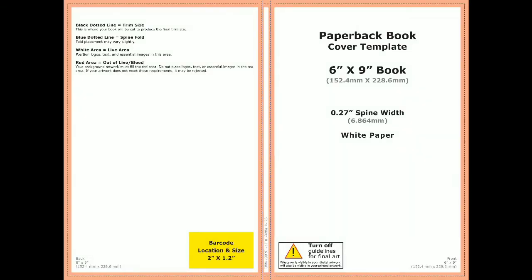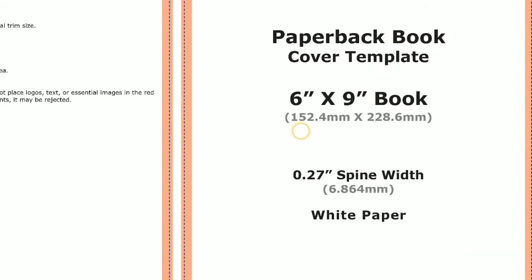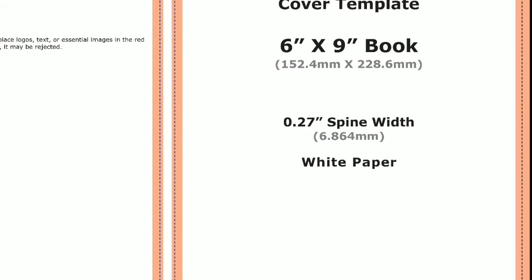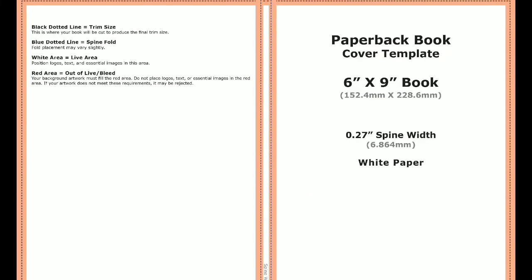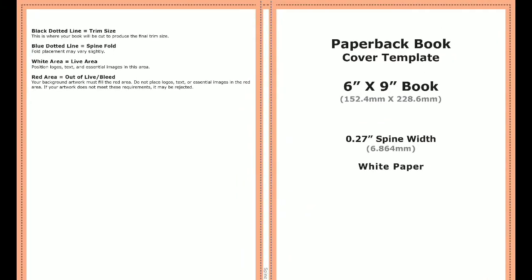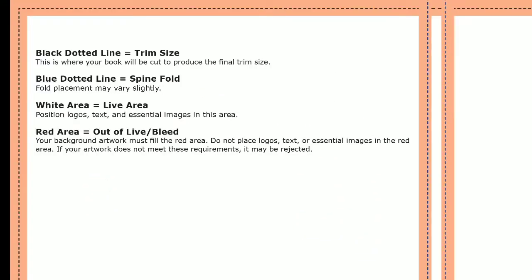This is my book KDP book dimension. My book dimension is 6 into 9 inch and the spine width of my book is 0.27 inch. Yes, the center portion of the book is called spine width. On your left side, you will see some instructions. It will help you to create a book.